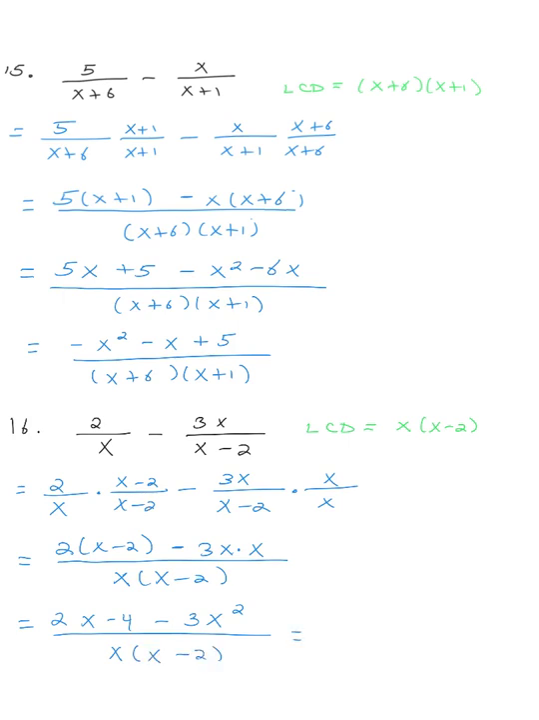I would accept that as a final answer because there are no common factors to worry about, but maybe I'll write it in a better order. Negative 3x squared plus 2x minus 4. That cannot be simplified with x or x minus 2. That's my final answer.